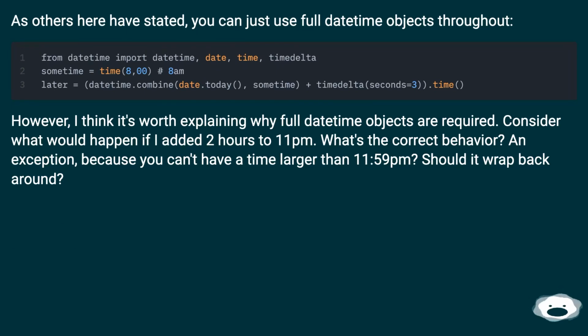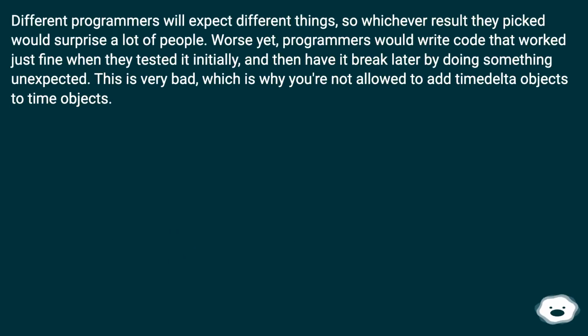However, I think it's worth explaining why full datetime objects are required. Consider what would happen if I added 2 hours to 11 p.m. What's the correct behavior? An exception, because you can't have a time larger than 11:59 p.m.? Should it wrap back around? Different programmers will expect different things, so whichever result they picked would surprise a lot of people. Worse yet, programmers would write code that worked just fine when they tested it initially, and then have it break later by doing something unexpected. This is very bad, which is why you're not allowed to add timedelta objects to time objects.